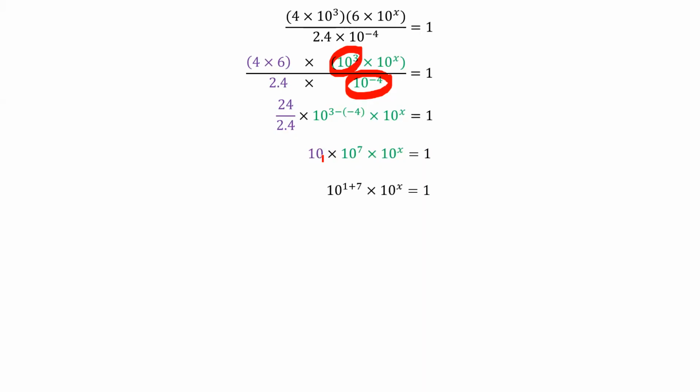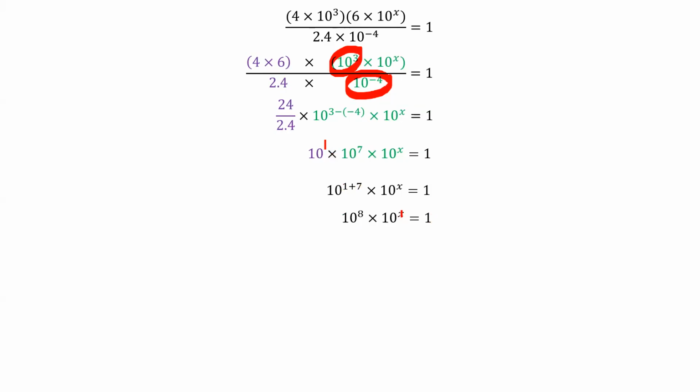So let's run this back. If you have two things that have the same base and you're dividing them, you can subtract the powers. But if you have two things that have the same base and you're multiplying them, you add the powers. So this is 10 to the power of 1 times 10 to the power of 7. So we add the powers. It's going to be 10 to the power of 1 plus 7. What is 1 plus 7? That's going to be 10 to the power of 8 times 10 to the power of x equals 1.